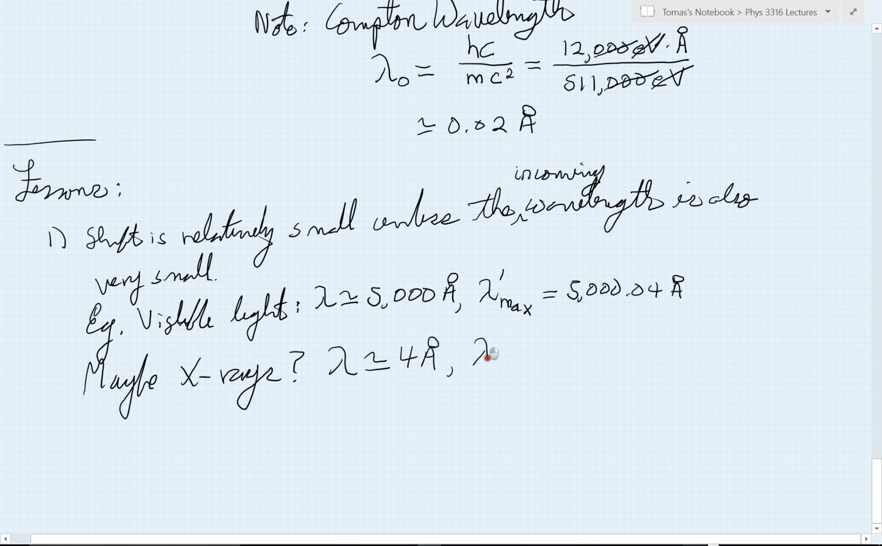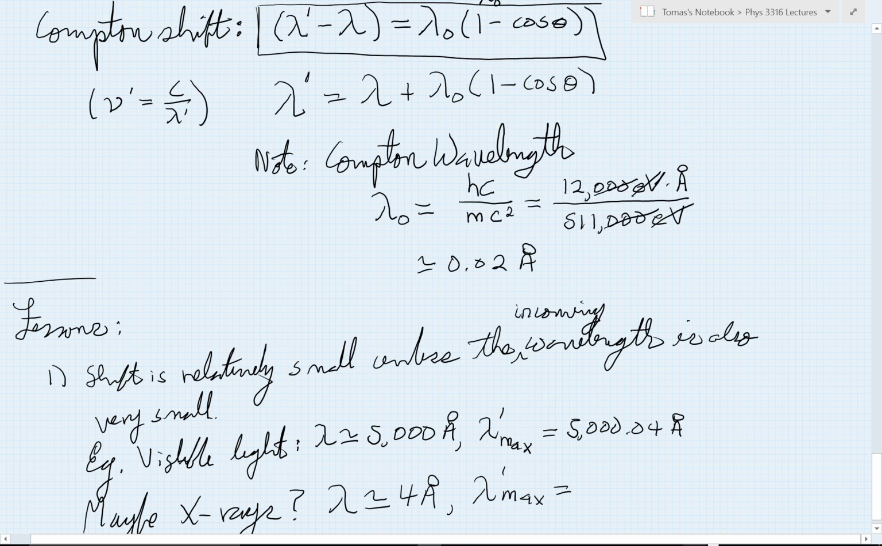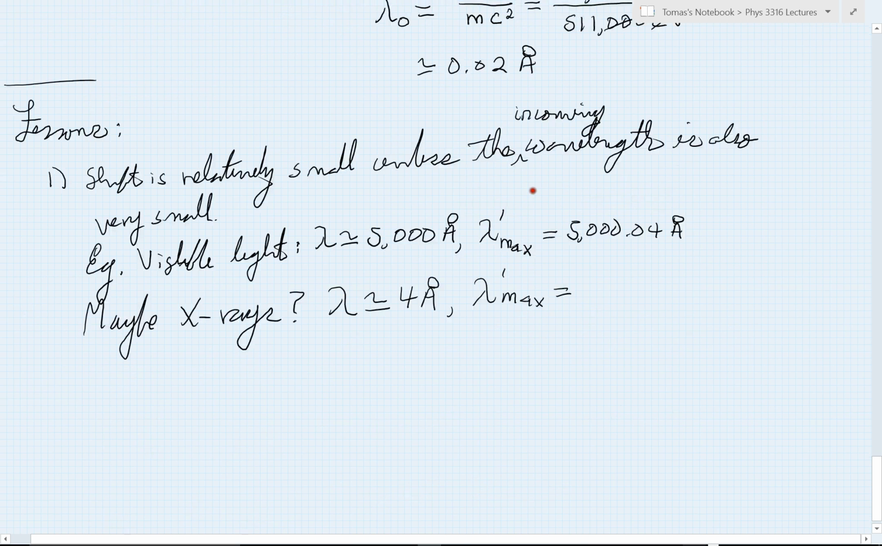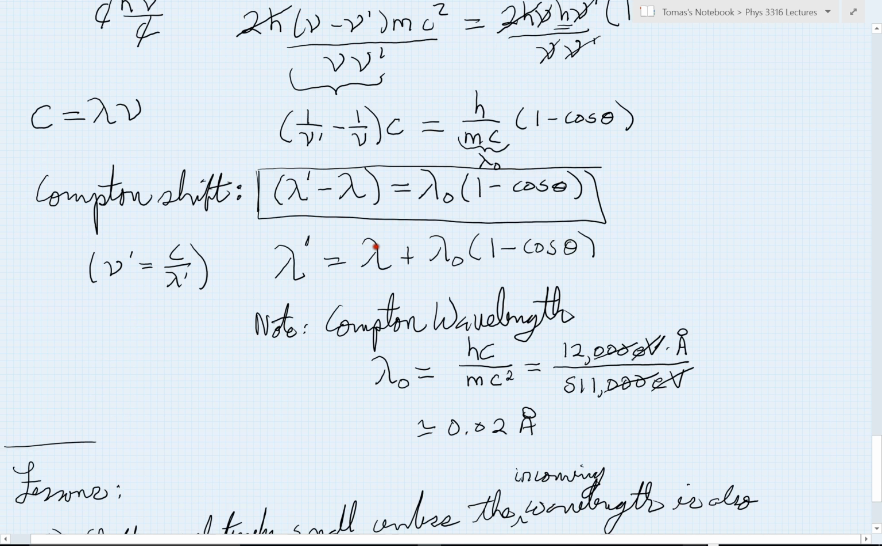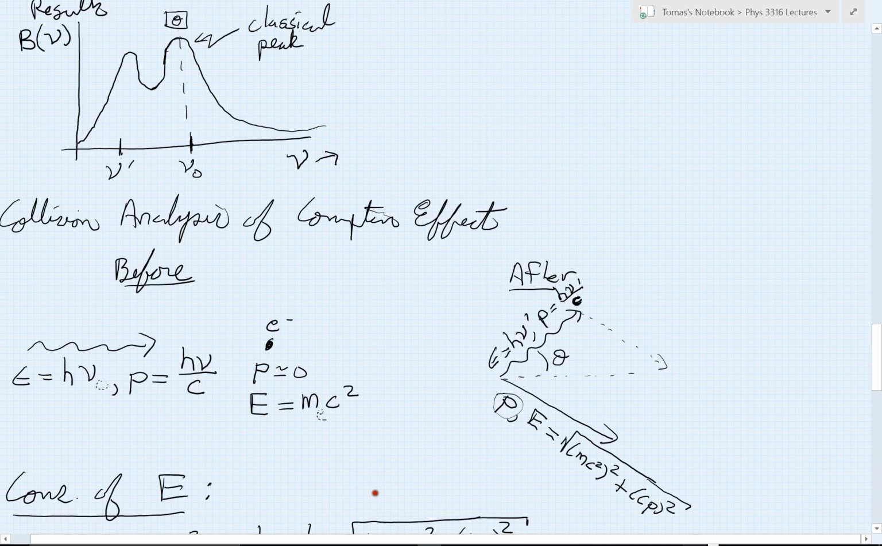Then again, lambda prime max, the maximum we could get for the scattering for the outgoing waves would be, again, we're going to be adding twice this lambda naught, because remember, the maximum the cosine can be is minus 1. The maximum this factor is when cosine is minus 1 is a factor of 2. So that would add a 0.04 to the 4 angstroms. That would only be a 1% shift in the wavelength. Okay? And even that you may or may not see, right? It's really going to be a tiny shift.